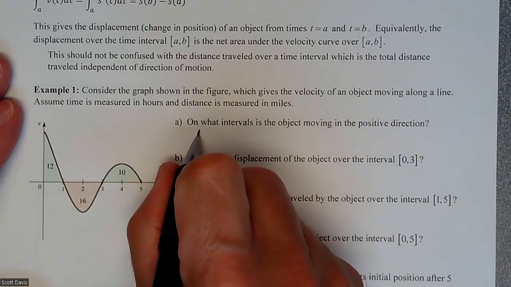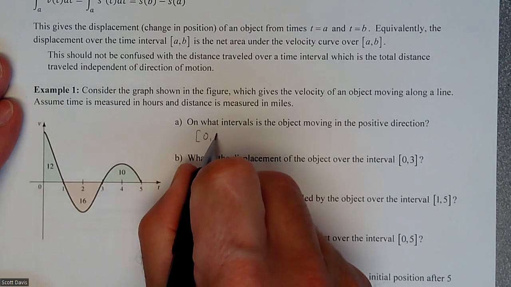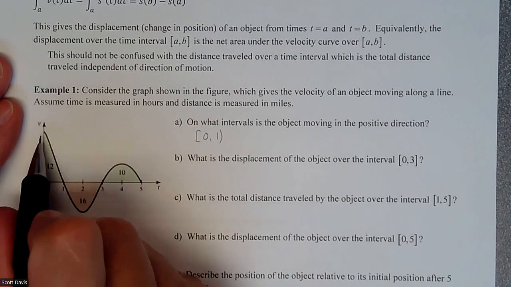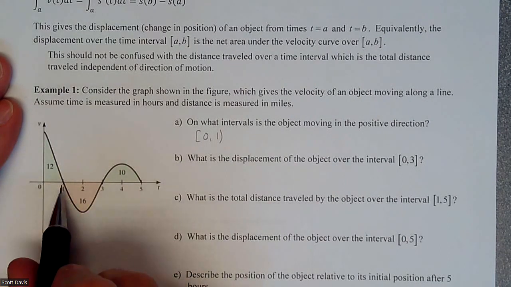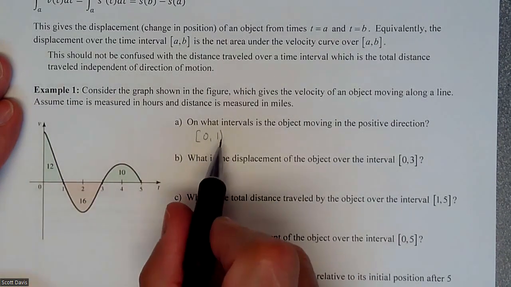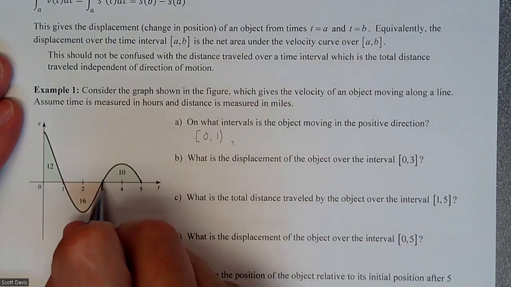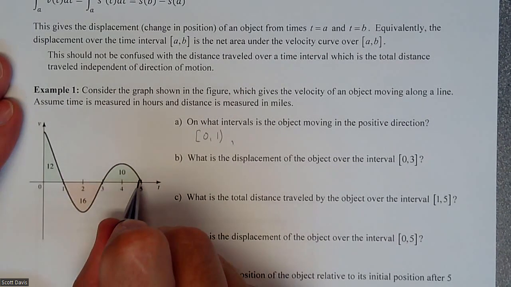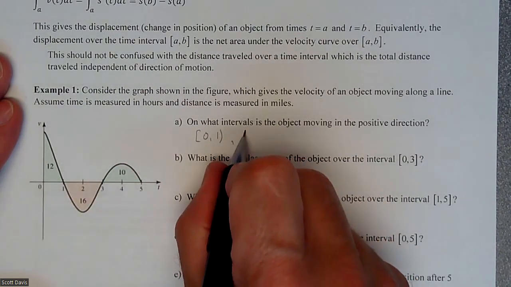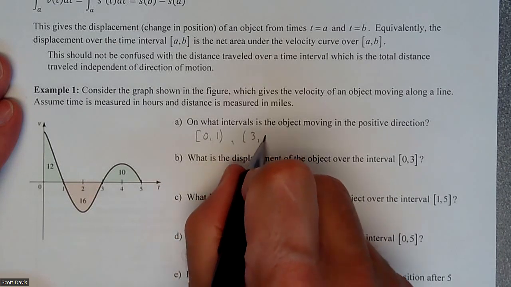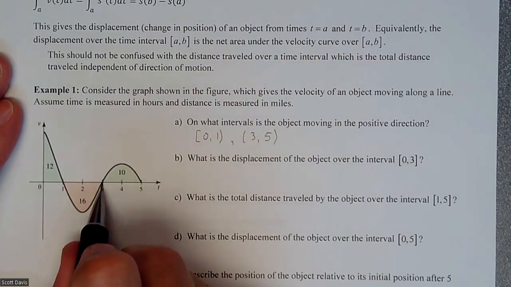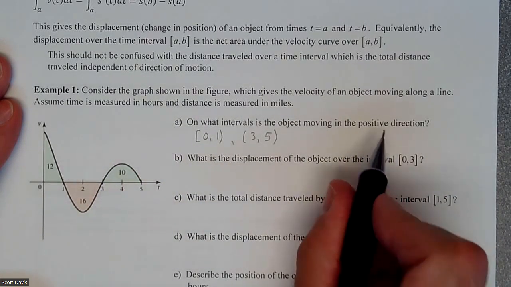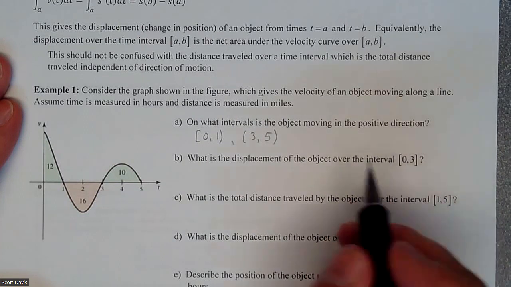So from 0 to 1, we'll include 0 because at that moment it had positive velocity. But then at 1, we have 0 velocity, so we will not include this. And then from 3 to 5, we have positive y values, which are going to represent positive velocities. So we're going from 3 to 5 and not including those endpoints because at 3 and at 5, we have 0 velocity. And so it's not a positive velocity. We're moving in a positive direction.